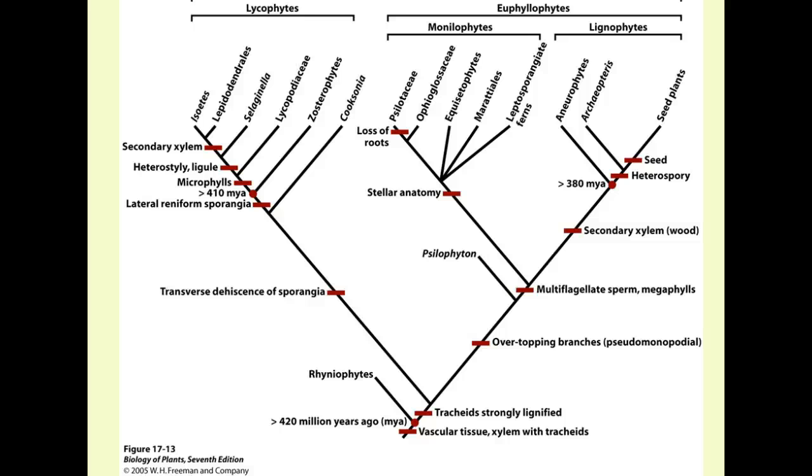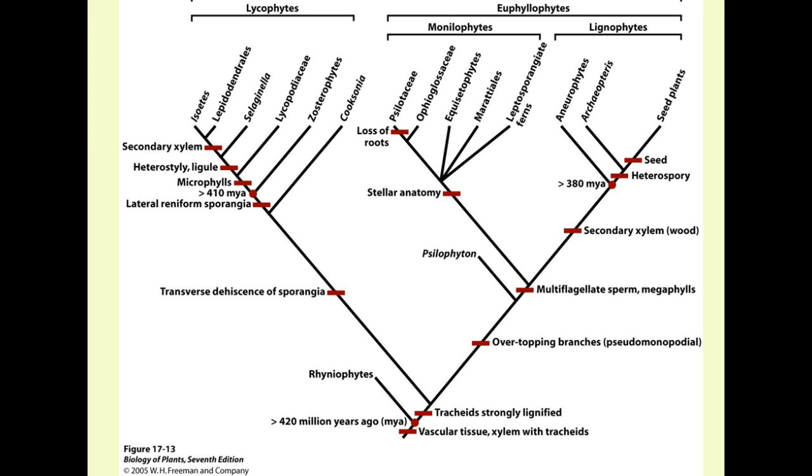All right, so let's look at their phylogeny a little bit. So we kind of group them into the lycophytes. You can see that they have all of these different characteristics. But we also group them into euphyllophytes, monilophytes, and lignophytes. Okay? So you can see that you have this branch here at about 420 million years ago, where you have the vascular tissue and then tracheids that are strongly lignified. This is a major branching point right here.